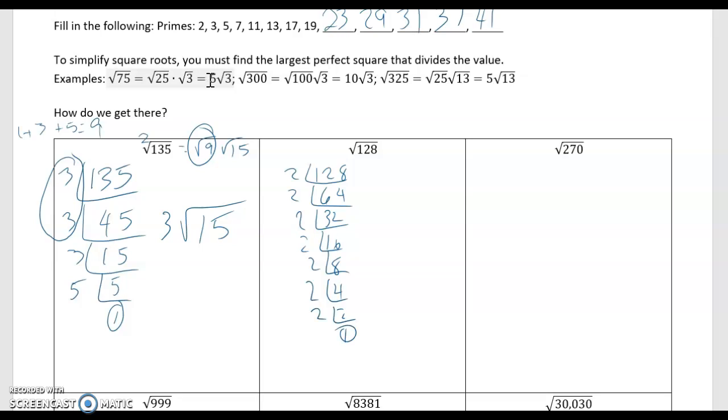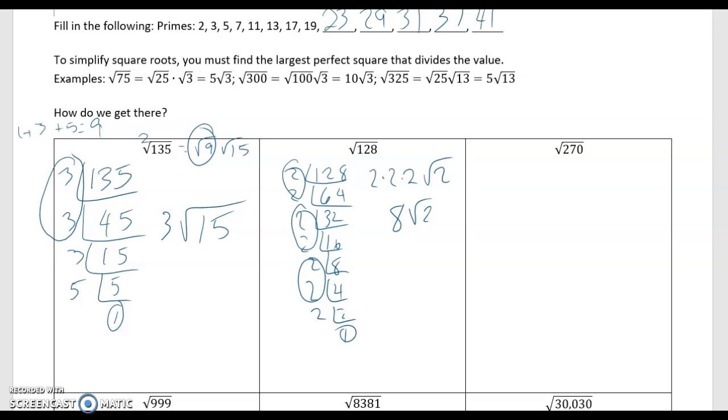And we see that we have a bunch of 2's. I'm going to circle my pairs. Now, here's what happens when you have more than one pair. I have 1, 2, 3 2's. So that's 2 times 2 times 2. And then I have my radical 2 left over. Now 2 times 2 times 2 is 2 cubed, or 8. 8 square root of 2. Okay? Why don't you try it for square root of 270.